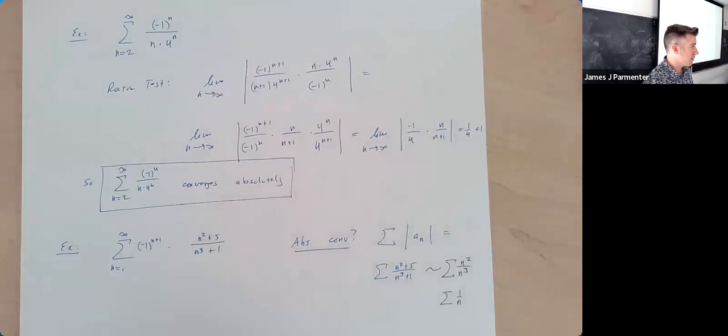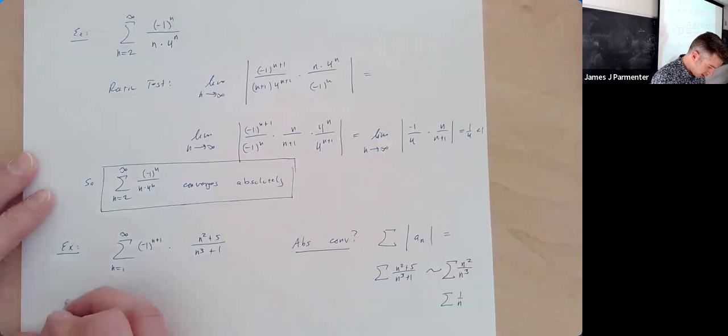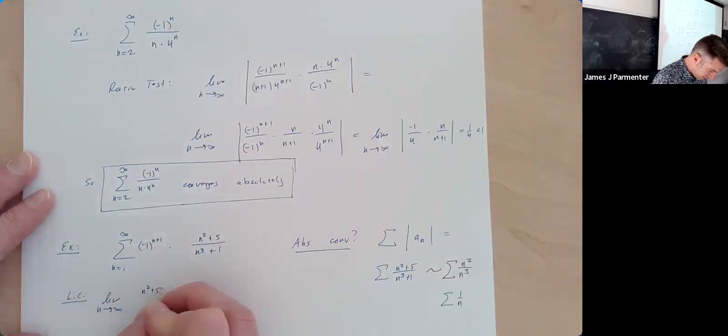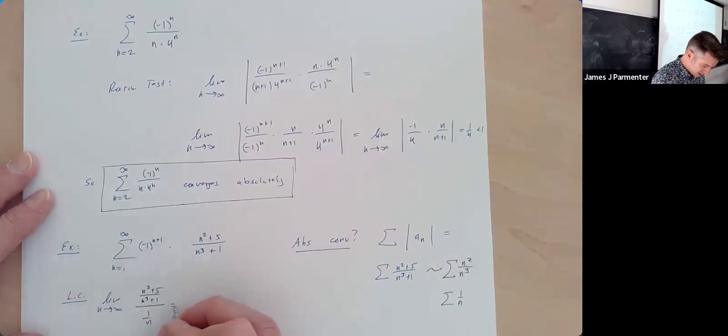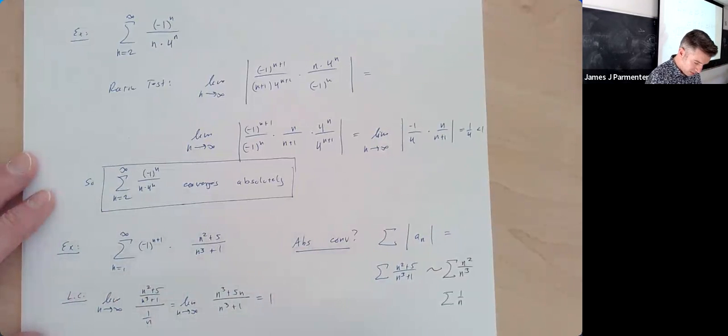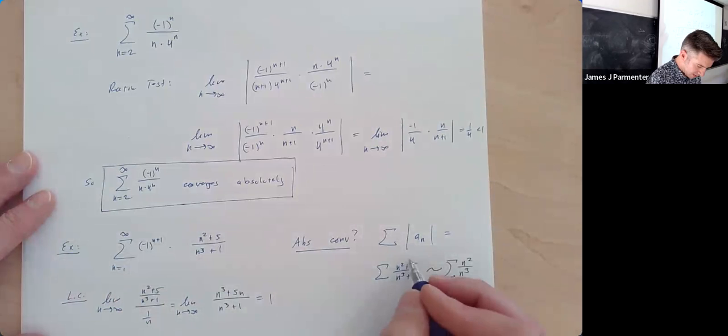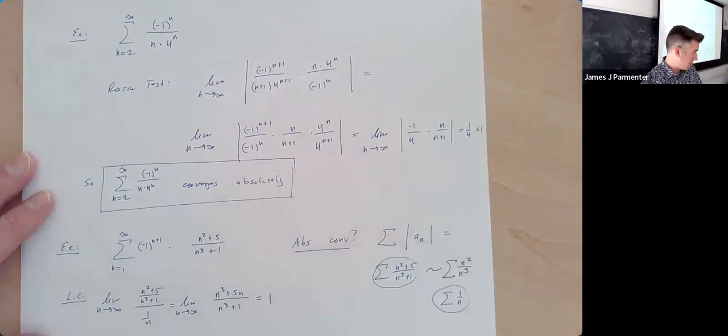So if we test for absolute convergence, we're not going to get it. If we use the limit comparison test, the limit as n goes to infinity of n squared plus 5 over n cubed plus 1, all over 1 over n, is just the limit as n goes to infinity of n cubed plus 5n over n cubed plus 1, which is 1, which means both this series and this series do the same thing. They both diverge.